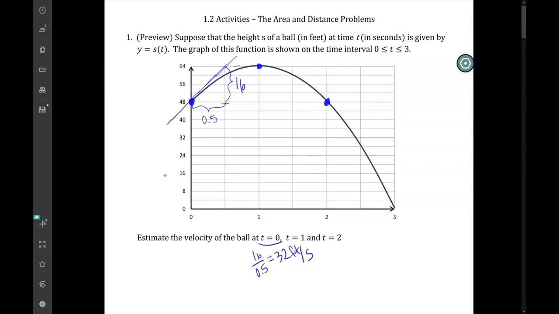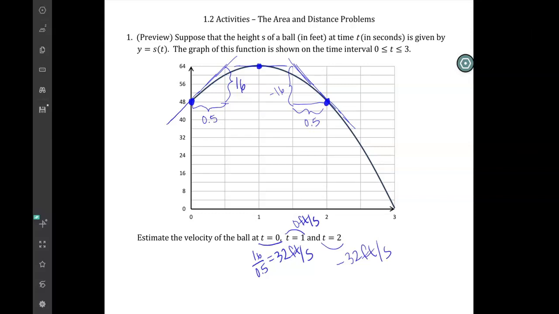The second one's a nice easy one. I don't have to do any arithmetic. The slope of the tangent line at t equals 1 is 0 feet per second. And then at t equals 2, we should have some symmetry because this is a parabola. So I'm going to say it looks about like this. And that should be that same rise of 16, only now it's negative with our run of 1/2, which means that this is going to be negative 32 feet per second. Okay, so this was the tangent velocity problem.